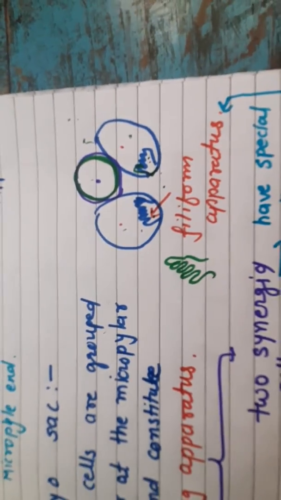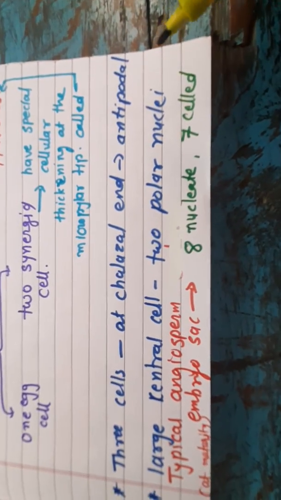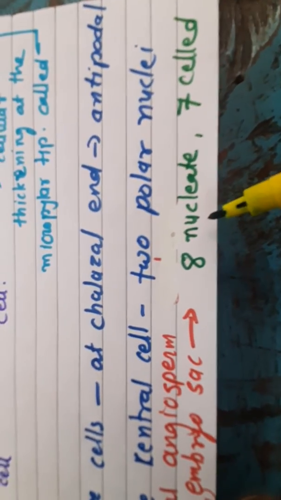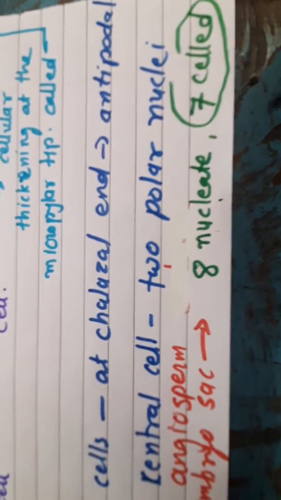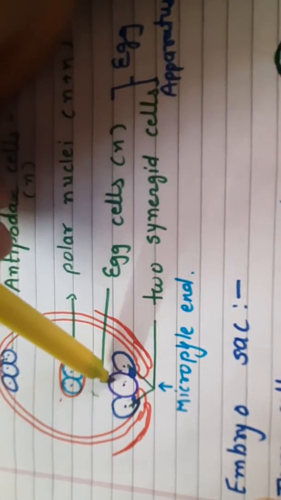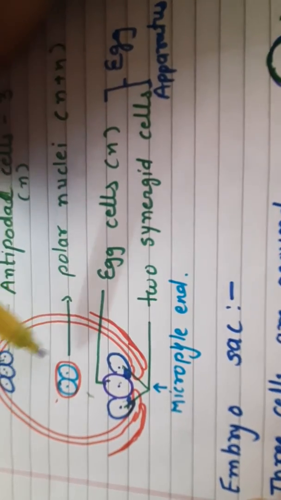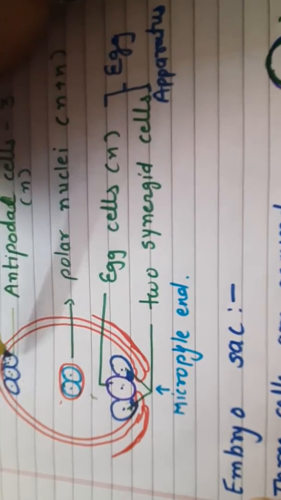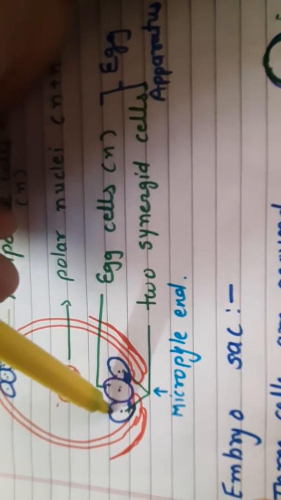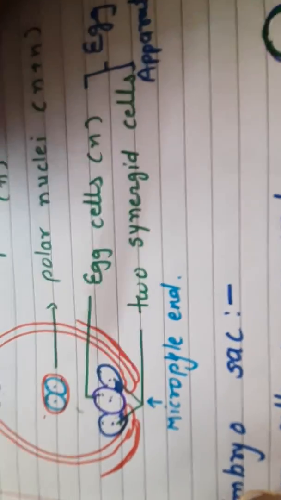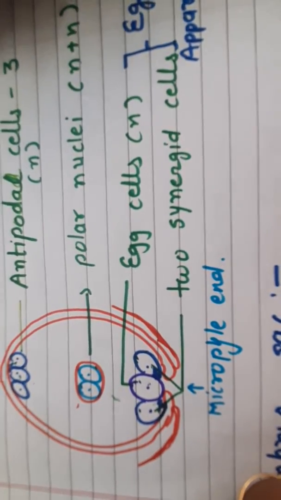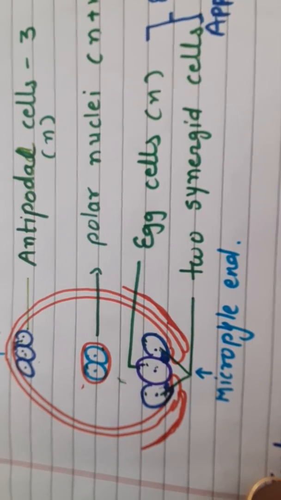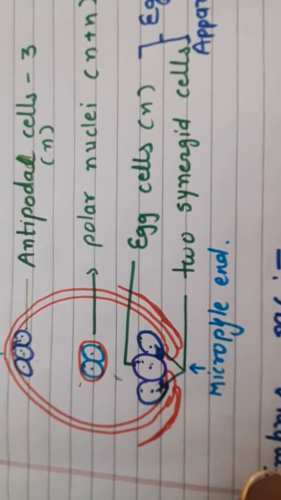Filiform apparatus. So the typical angiosperm embryo sac at maturity, most important, is 8 nucleate but 7 celled condition. 8 nucleate and 7 cells, because here the nuclei are 8, 1 2 3 4 5 6 7 8, but cells are 1 2 3, this is 4 because it is fused, this is 5, 6 and 7. So remember, the typical angiosperm embryo sac is 8 nucleated and 7 celled. This is a most important question.